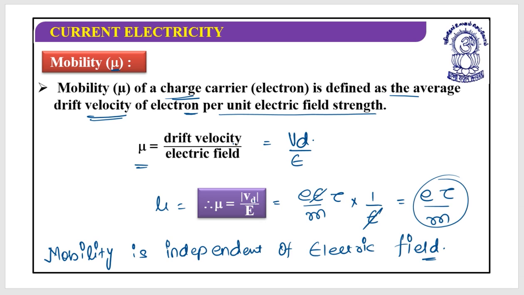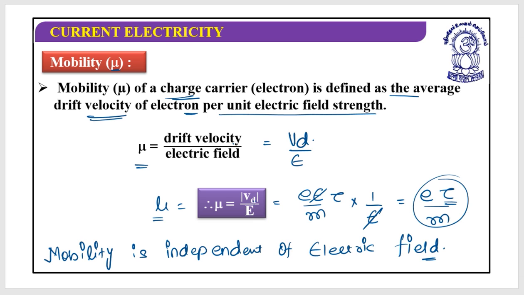So actually this depends on tau only, because you can provide energy from the external world so that your time will decrease, your mobility will decrease, and so on. Yes, I hope these things are clear. But it is independent of the electric field. Yes. So these are all the important formulas from which questions have been asked.